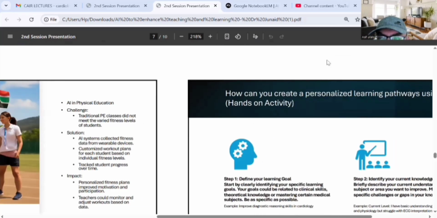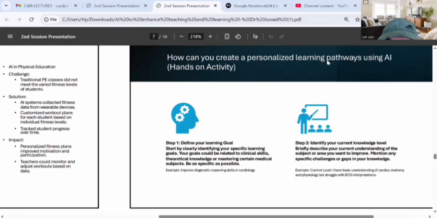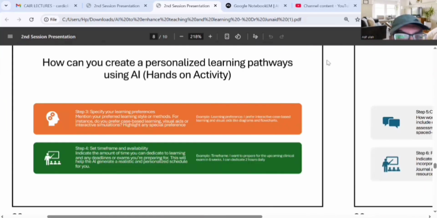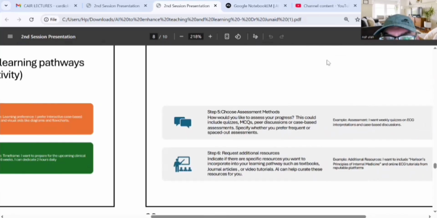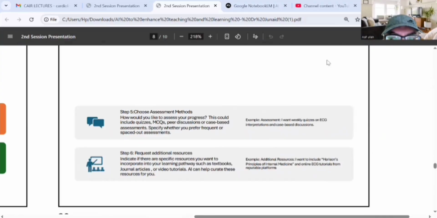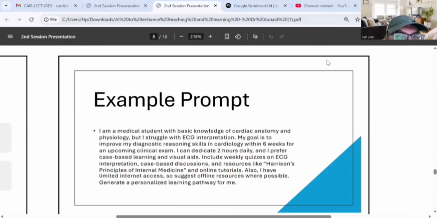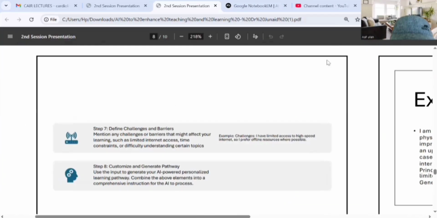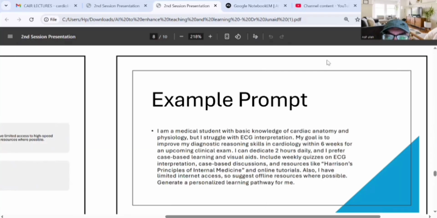Step 1: how you can create a PLP using AI, hands-on. First, you will define your learning goals. Second, you will identify your current knowledge level. Then you will create your own personalized learning through step 3, specifying your learning preferences. Step 4, you will give your time frame and availability. Step 5, you will choose assessment methods. Step 6, you will request additional resources. Here is an example prompt. Step 7 is to define challenges and barriers, and step 8 is to customize and generate content. Example content is given as well.